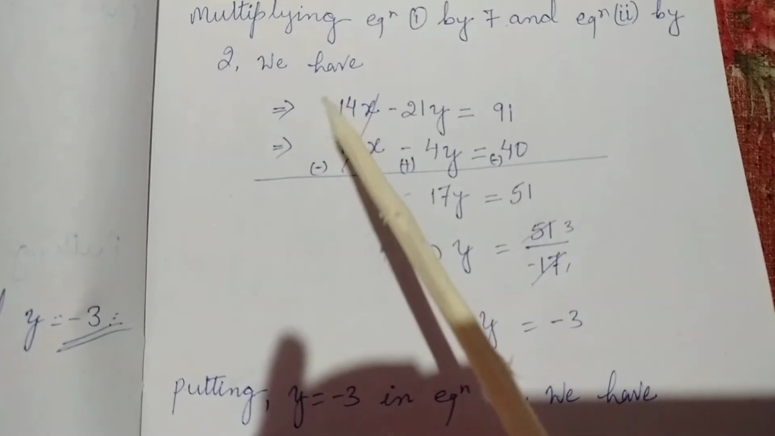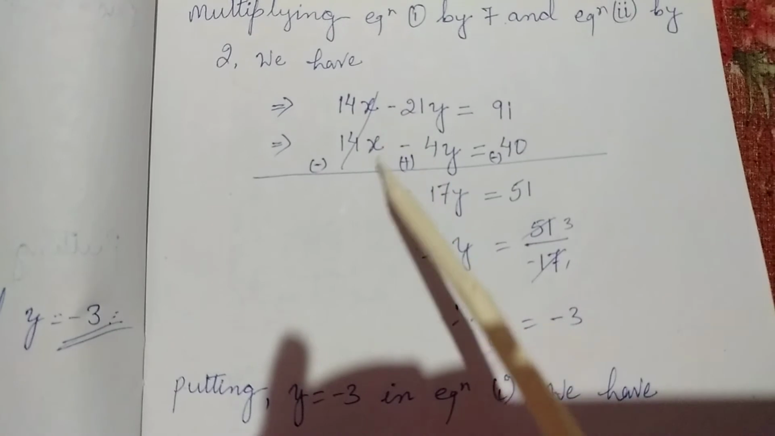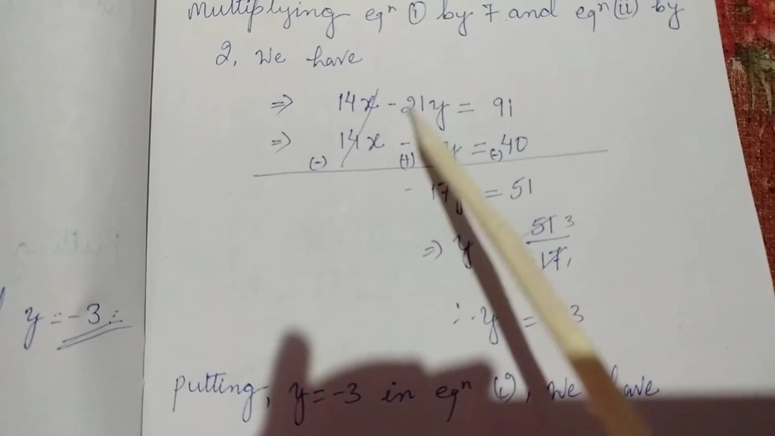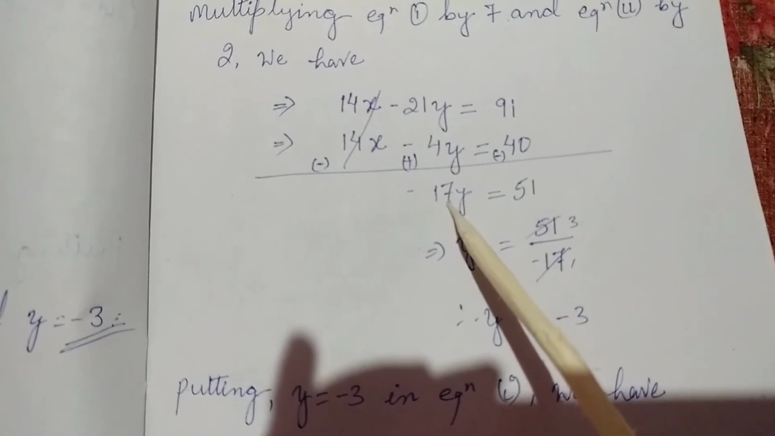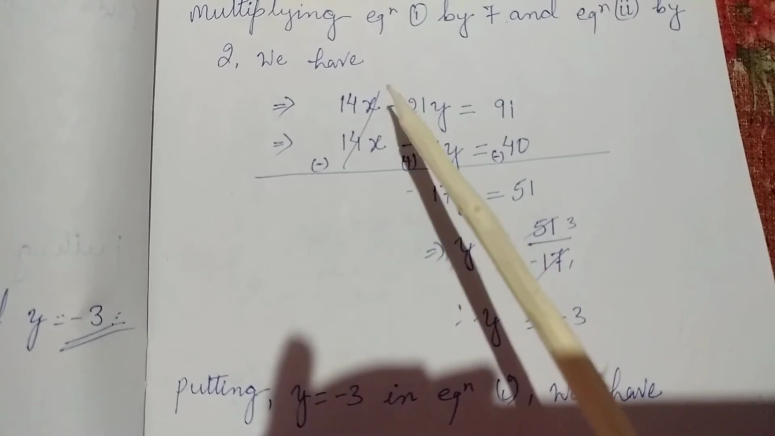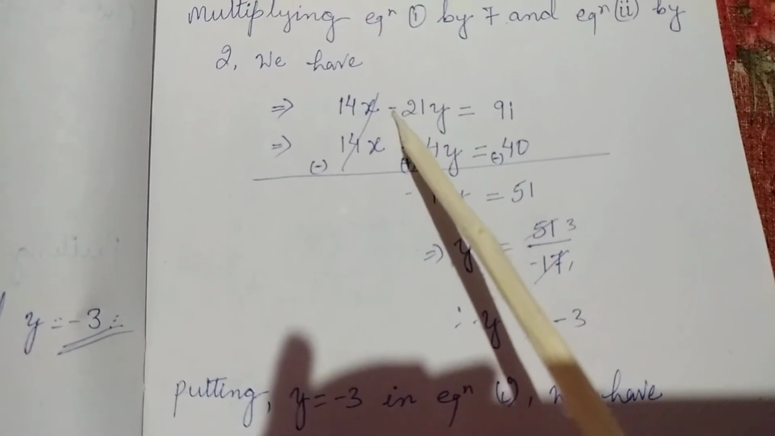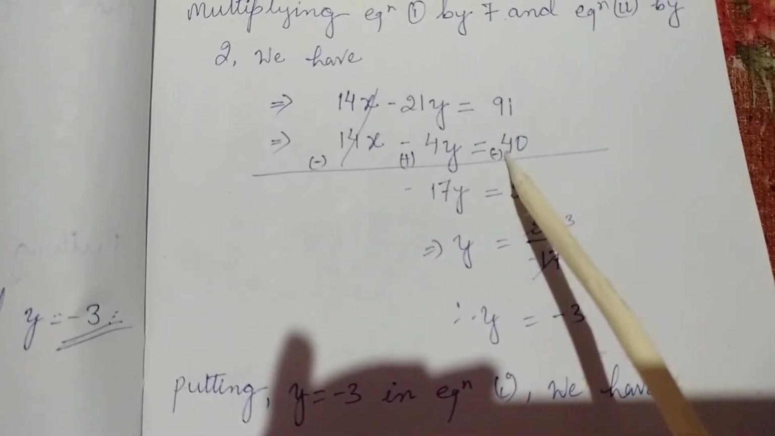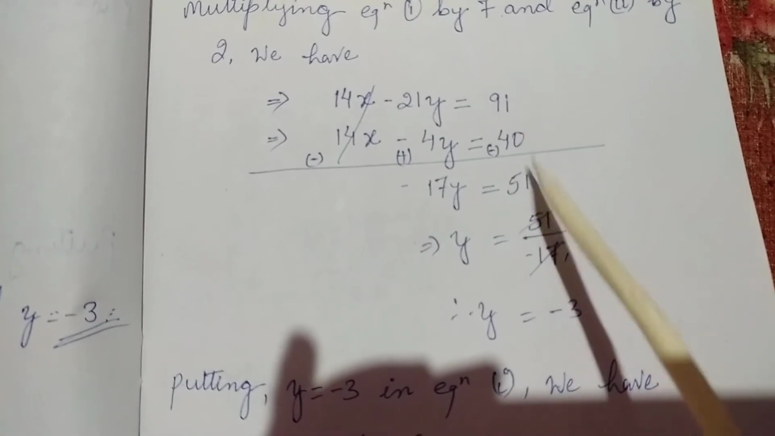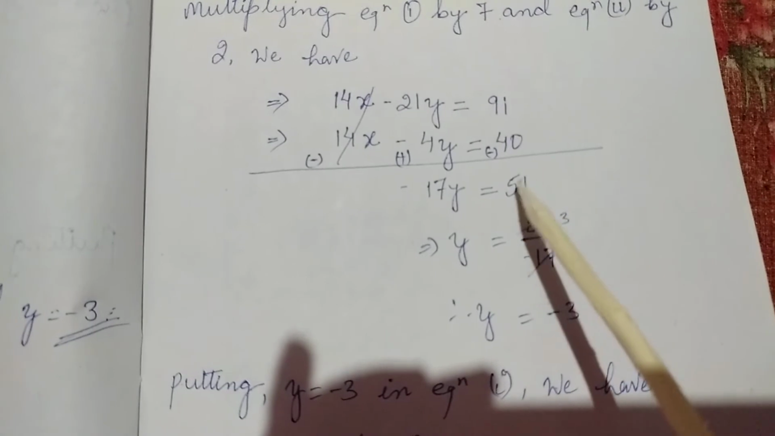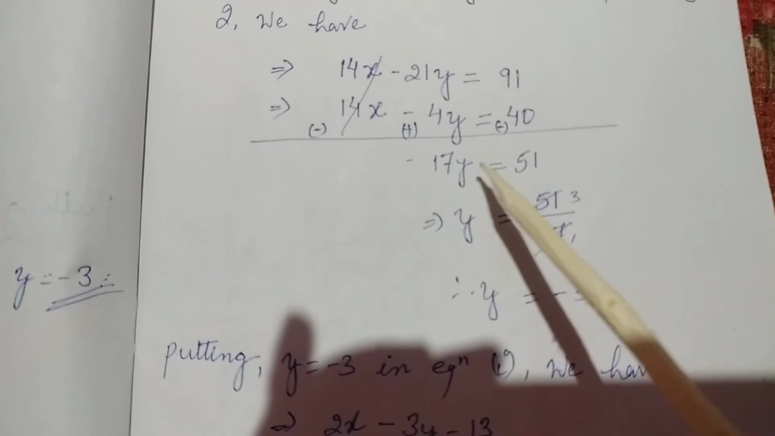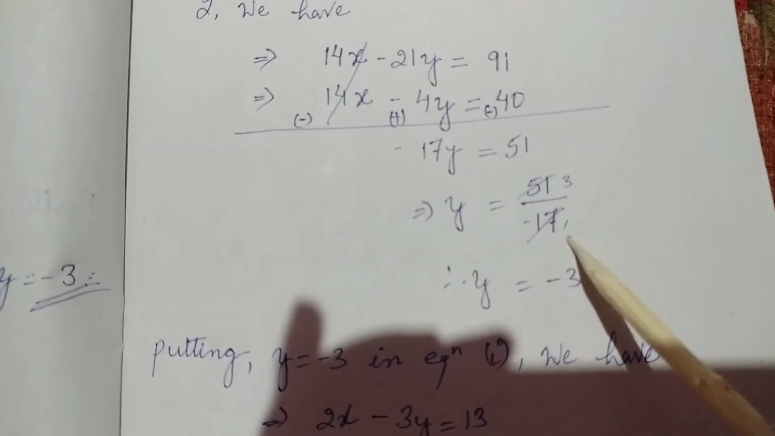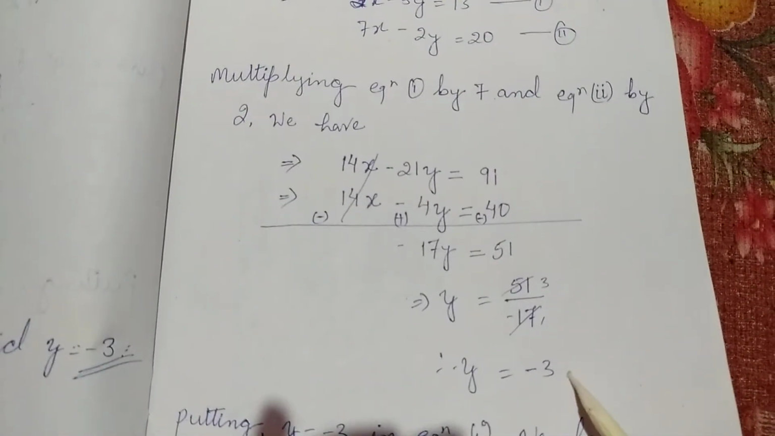Now this up one, plus into minus, minus 14 minus 14, 0, cancel. Minus into plus, minus 21 minus 4, 17. Which is greater? Plus 4 or minus 21? Minus 21, so the sign will be minus. Now plus into minus, minus. 91 minus 40, it becomes 51. Now which is greater? Plus, that is 91, that is plus 51. Therefore y equal 51 divided by 17. But 17 is minus, that's why y equal minus 3. So here very simple.